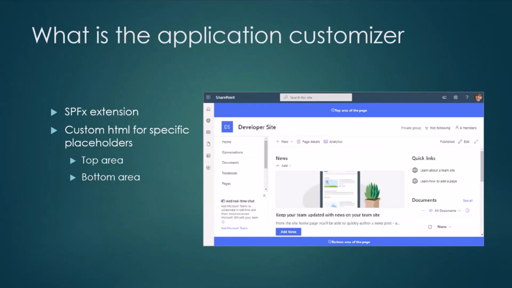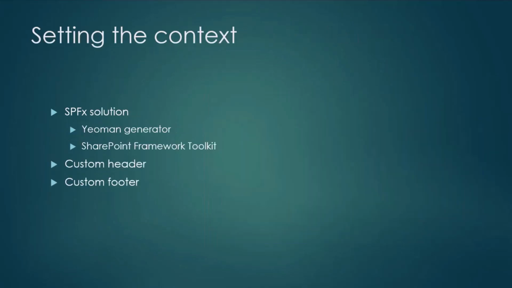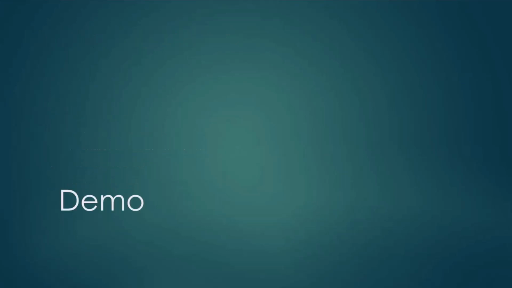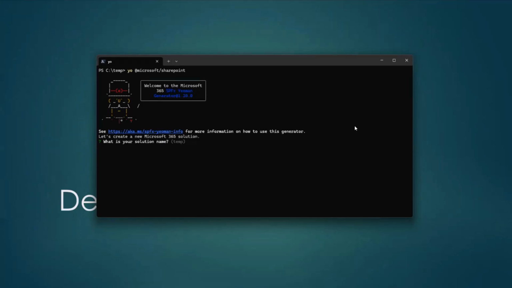You can also do other stuff that doesn't require a UI, but I will cover those two scenarios in this demo. Now, setting a little bit of context regarding my demo. We want to create a SharePoint framework solution, and I will show you how to create it with the Yeoman generator or with SharePoint Framework Toolkit. And we want, obviously, to customize the header or the footer of the page. So, starting with the demo, I will begin with the Yeoman generator, which I already opened here.